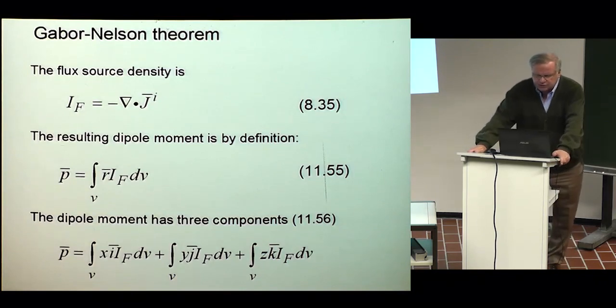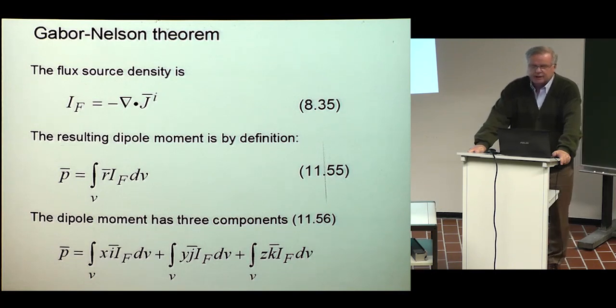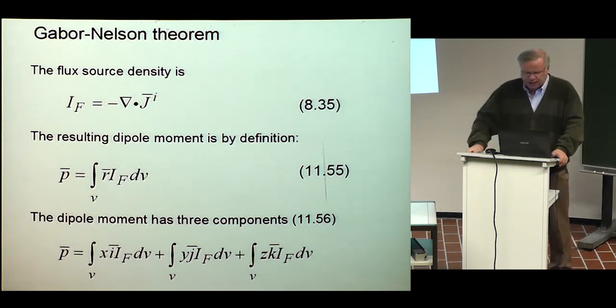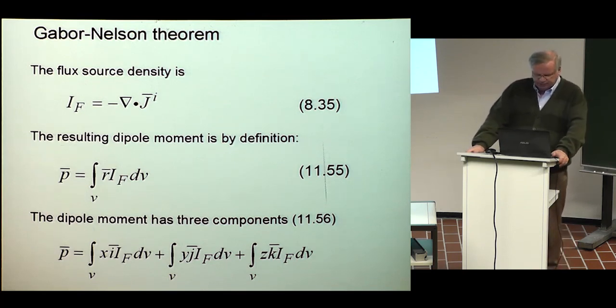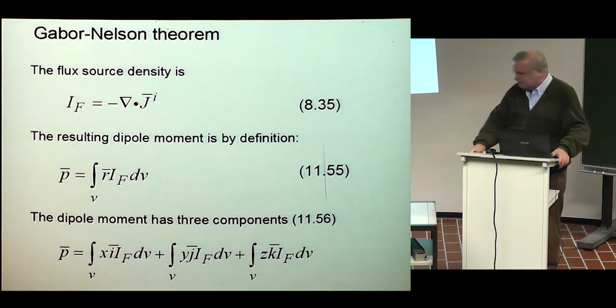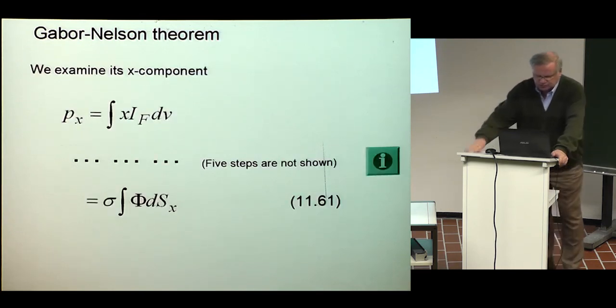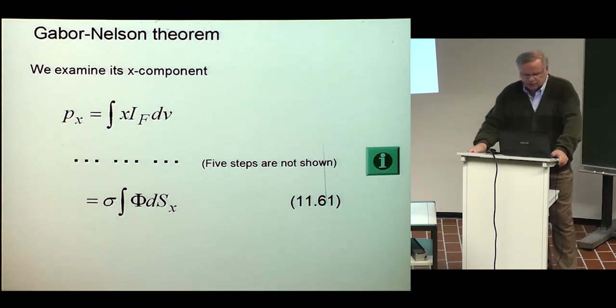We start with the flux source density, which is I_f equals minus nabla dot J_i. This is a definition which I have given you before. The resulting dipole moment of the flux source density is by definition p equals the volume integral of r I_f dv. This dipole moment has three components, x, y, and z, and we examine its x component, which was shown before: p_x equals the integral of x I_f dv.